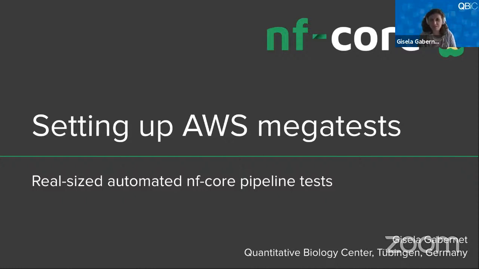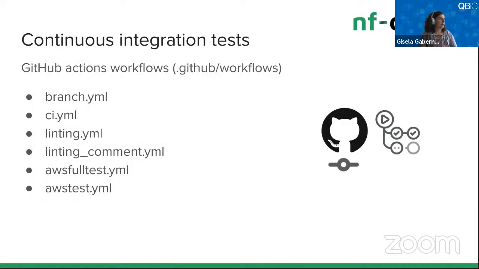Thank you very much, Renuka, for this introduction. I'd like to present today how to set up AWS Megatests, which are basically real-sized automated NF Core pipeline tests. First of all, I wanted to start by explaining a bit how continuous integration tests work as part of the NF Core pipelines.